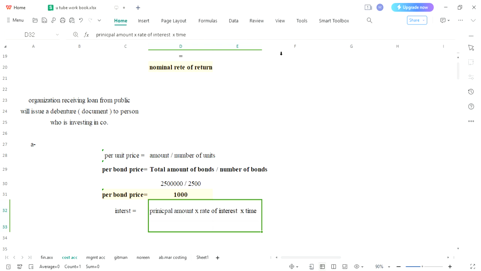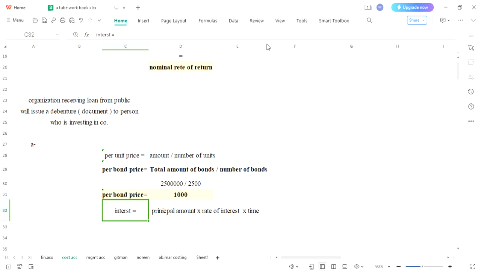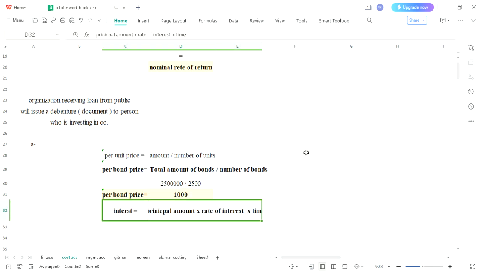I am going to make it visible for you so that you can understand it. So guys, we have our formula and you will note it down. Total amount of interest can be calculated by taking principal amount, multiply it with rate of interest, then again multiply it with time.